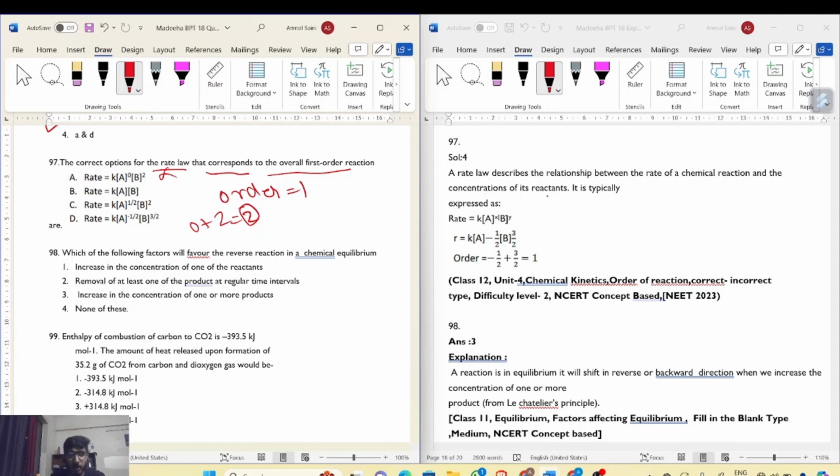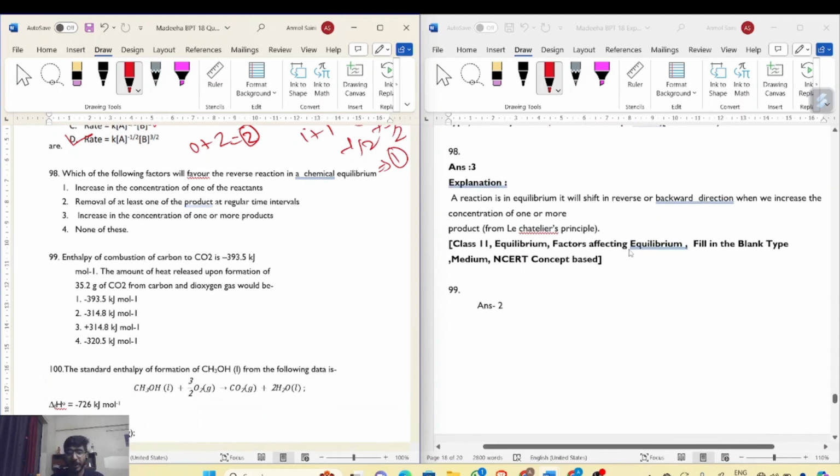Now for option number B, we have A at power 1 and B has also power 1. So 1 plus 1 is equals to 2. So it will also not show first order reaction. It is also incorrect. Option number C will also be incorrect. But option number D, minus 1 by 2 plus 3 by 2, it will be equals to 1. So the order of the reaction will be equals to 1, means this is the reaction that correspond to the first order reaction. So option 4 is the correct answer.